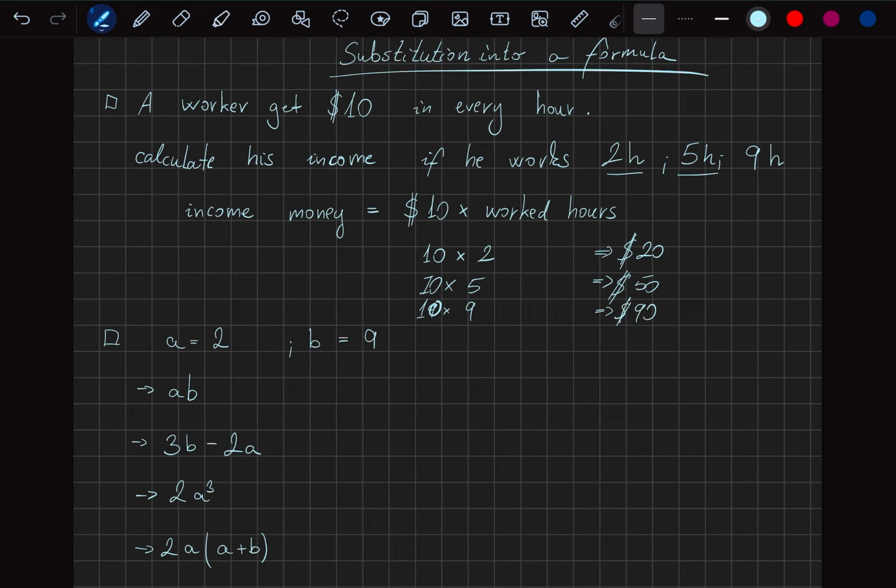So what did we do? We just wrote back the numbers here in every case, and we calculated the income money. Next one.